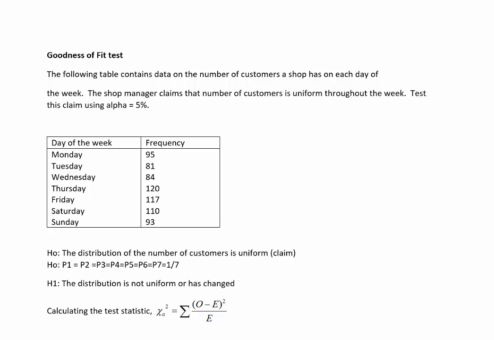The following table contains data on the number of customers a shop has on each day of the week. So this is the data right there. On Monday, 95 people shop at the store. On Tuesday, 81, etc. The shop manager makes the following claim: that the number of customers is uniform throughout the week. Test the claim using alpha equals 5%. So what the shop manager is saying is that the number of customers who come and shop at their store each day is the same. That's what uniform means. We need to test whether this claim remains valid or it has changed.